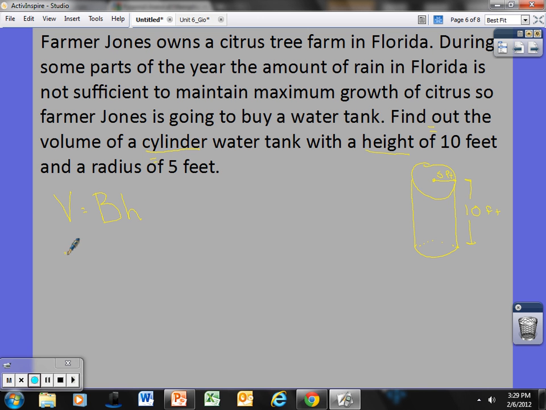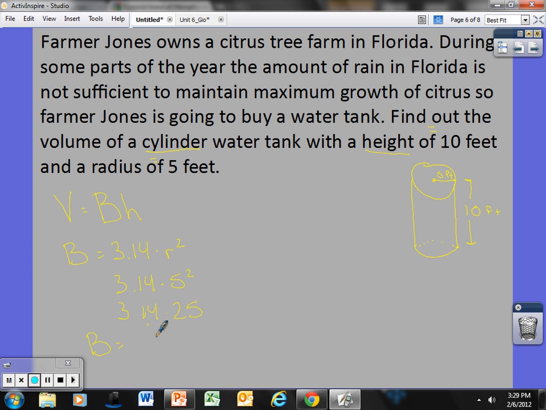So first thing I need to do, capital B, we all know stands for the area of the base. If I am working with the area of the base, that base is a circle. So I'm going to find the area of the base. Capital B is equal to, I'm going to use 3.14 for pi times radius squared. I have 3.14 times 5 squared, 3.14 times 25. I'm going to grab my calculator here. So the area of the base alone is 3.14 times 25.